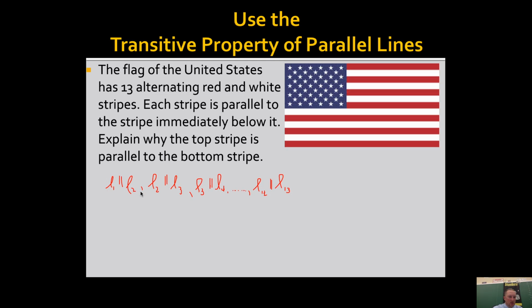Now, what you're going to do is use this transitive property of parallel lines to come through this given and notice that line 2 is parallel to two different lines. So now you can say line 1 is parallel to line 3 by the transitive property of parallel lines. Also, notice how line 3 is parallel to line 4. So if we use this and this, we can then say that line 1 is parallel to line 4.